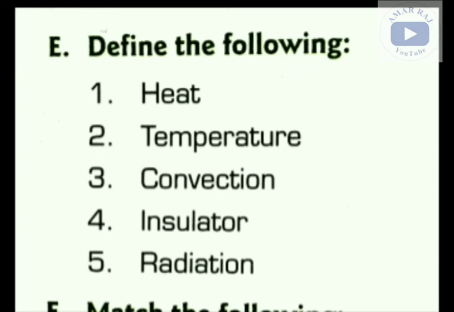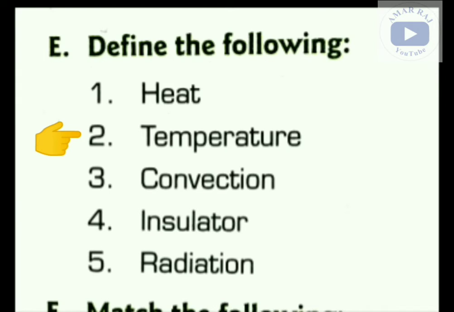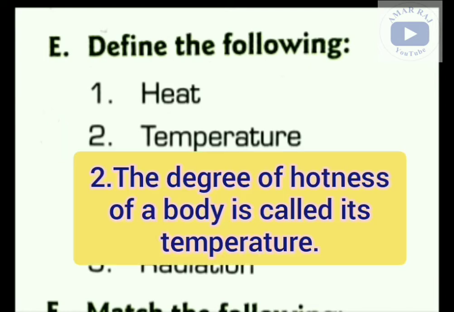Now let us see E. Define the following. E1, you have to define heat. Students, we can define heat as a form of energy which makes a substance hotter. This definition is appropriate, so you can write. Now see E2. You have to define temperature. Students, temperature is the degree of hotness of a body or a substance. You can define temperature as the degree of hotness of a body.